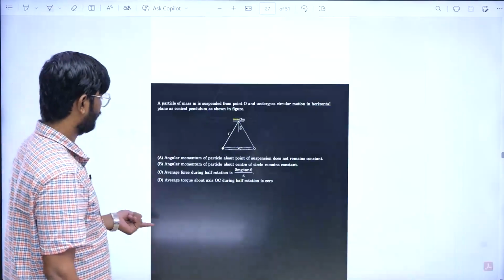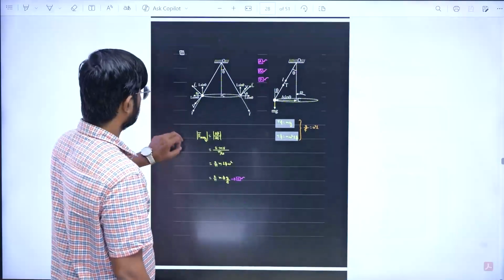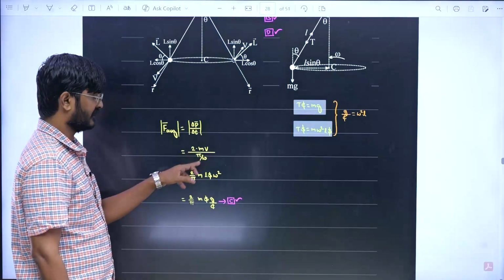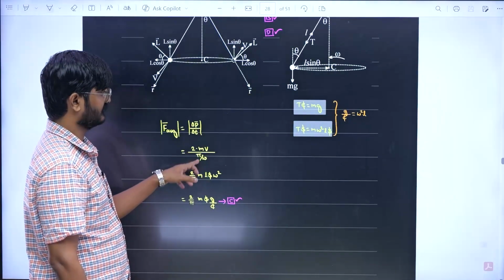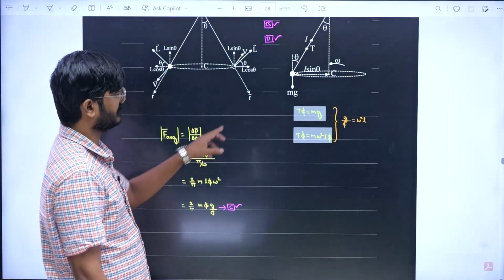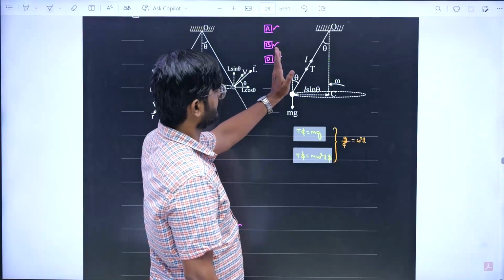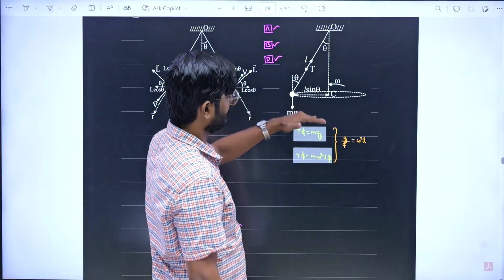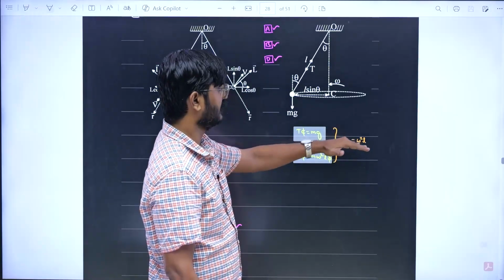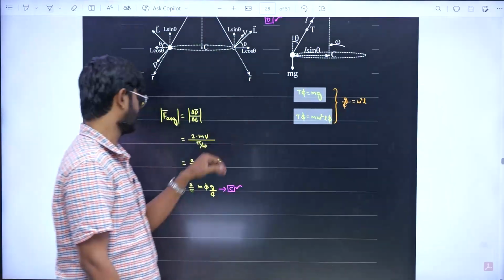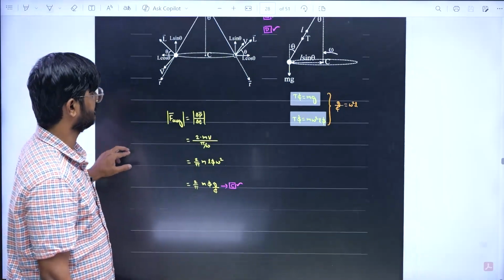If you want to calculate average force, it is change in momentum by time taken. Now you want to get some values here. For that you will be taking help of T cos theta balancing mg, and T sin theta providing the required centripetal force. From there you will get the omega value. You can substitute that omega value to get the required answer.